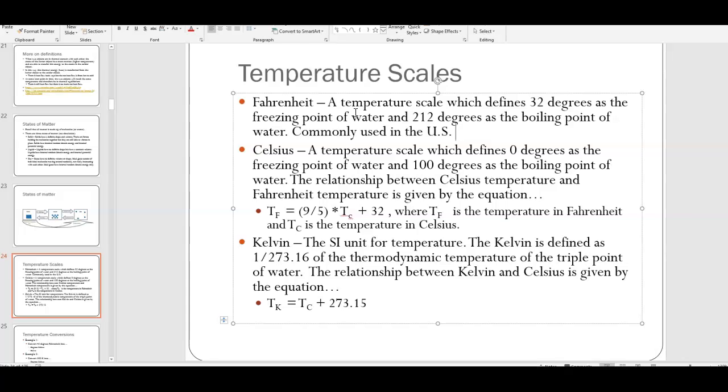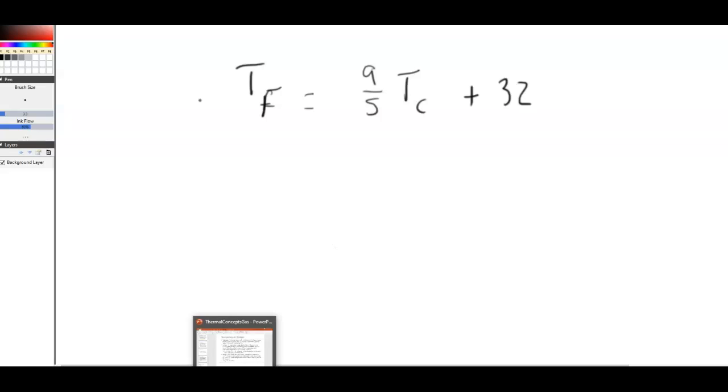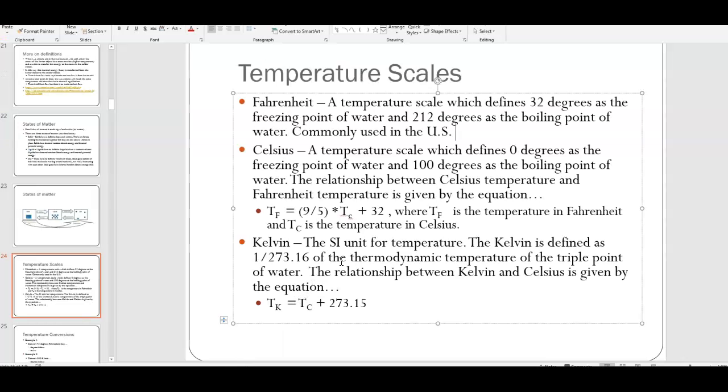Now, if we want to convert between Celsius and Fahrenheit, there is an equation for that. And the equation basically looks like this, and I'm going to write it out really quick. Okay, so the temperature in Fahrenheit, actually that should be a capital F, is equal to 9/5 times the temperature in Celsius plus 32. So using this equation, you can convert from Celsius to Fahrenheit, and we'll do an example in just a second.